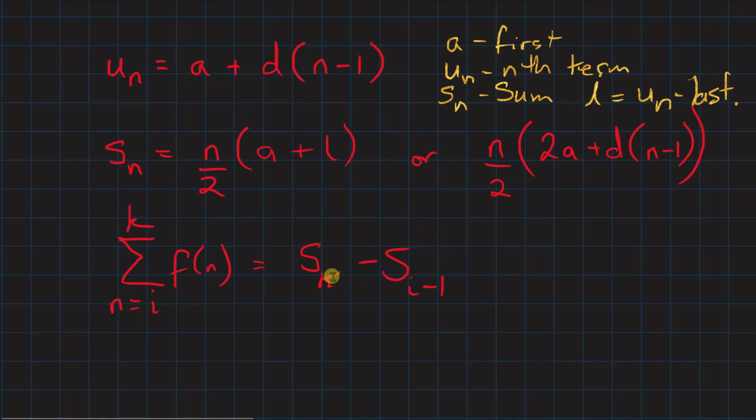Some people will do S_k minus S_i and then add on u at position i, because that will give you that position, or plus a. That will also work, but it's a funny little side thing. So you could also do the sum of k minus the sum of i, but then add on u at i, which is basically adding on the first term.